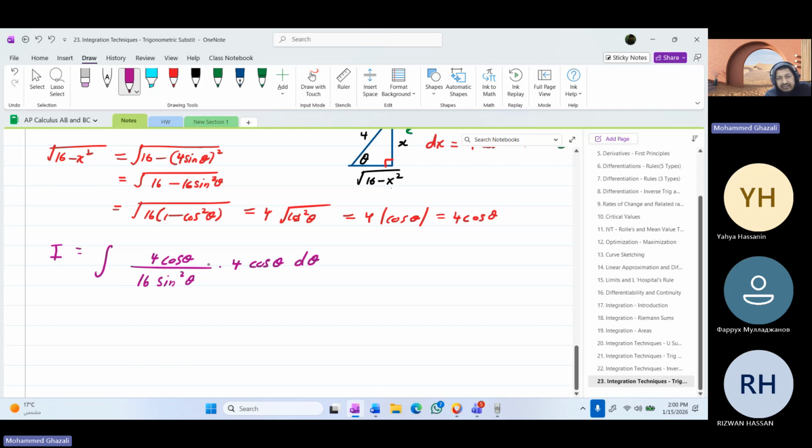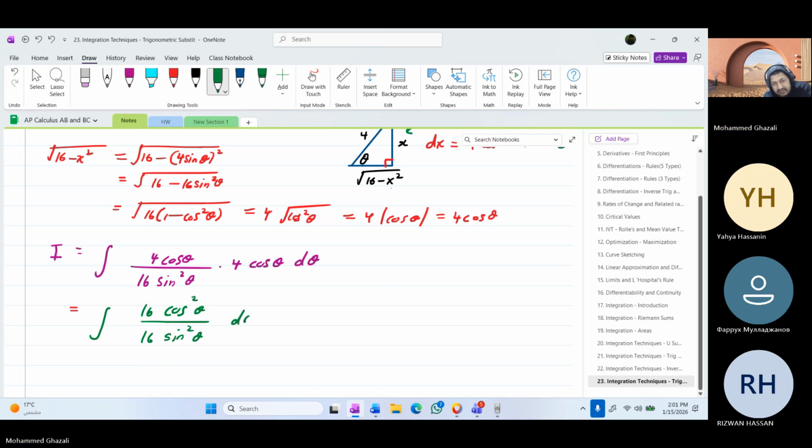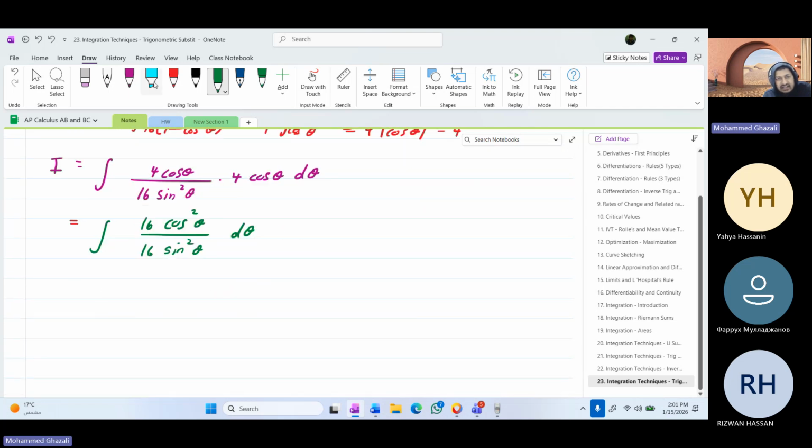Okay, d theta. So everything is substituted. Now forget about the previous part. Sorry, you can't forget about the previous part because we need to put the integral back into x. It is indefinite, so there's no changing boundaries here. Now you can see 4 times 4 is 16, so we're getting 16 cosine squared theta over 16 sine squared theta, d theta. Now we can see that the 16s cancel out, right? Cosine squared over sine squared is cot squared, correct?